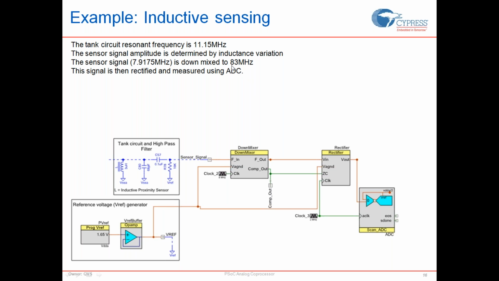So that gives you 83 megahertz output. That's the down mixed output. One other good feature of the down mixer is the presence of a comparator output. This is the comparator output from the UAB. So while the F out gives you an analog signal, the comp out gives you a digital signal, which is high whenever the signal is above Vref, and low whenever the signal is below Vref. So it's just a comparator output.